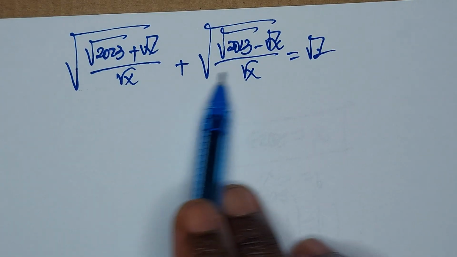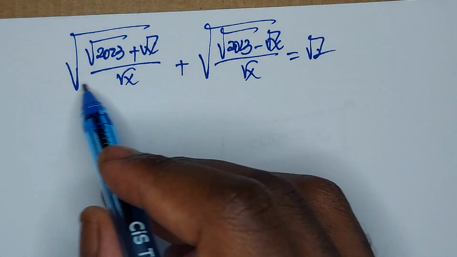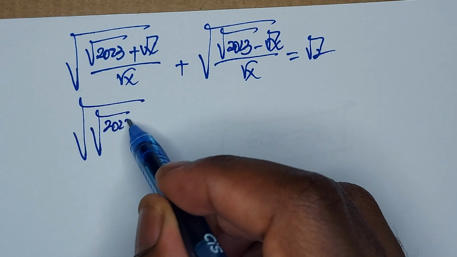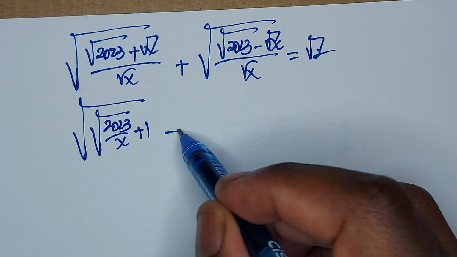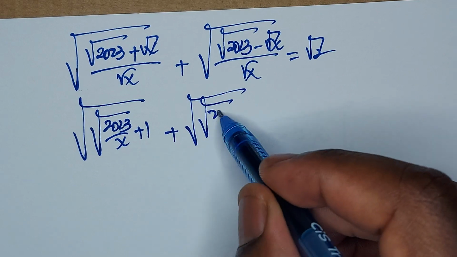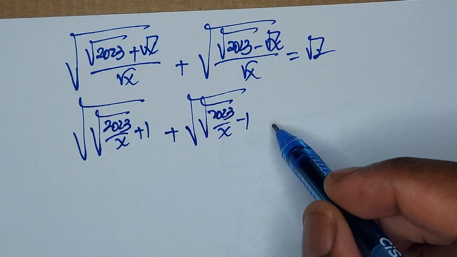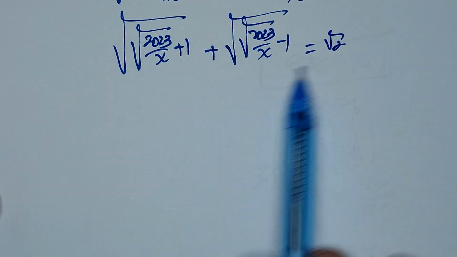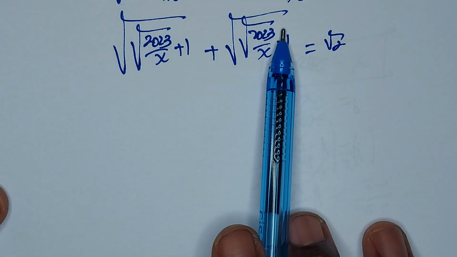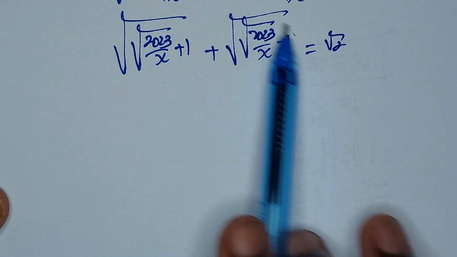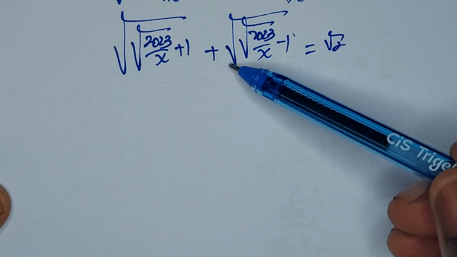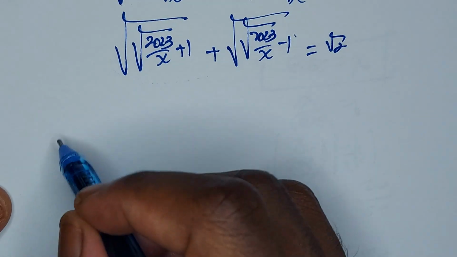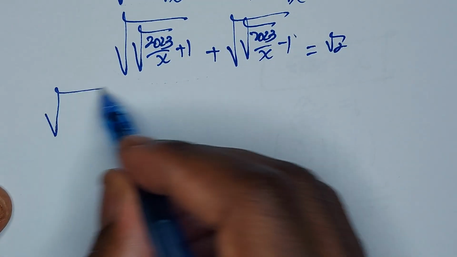So first of all, let me rewrite this equation. Rewriting it as we did in previous videos, we have the square root of 2023 over x plus 1, plus the square root of 2023 over x minus 1, and this is equal to the square root of 2. What I'm going to do in this method is transform this equation into a system of equations. To do that, I'm going to multiply this by the negative, considering the negative of the conjugate.